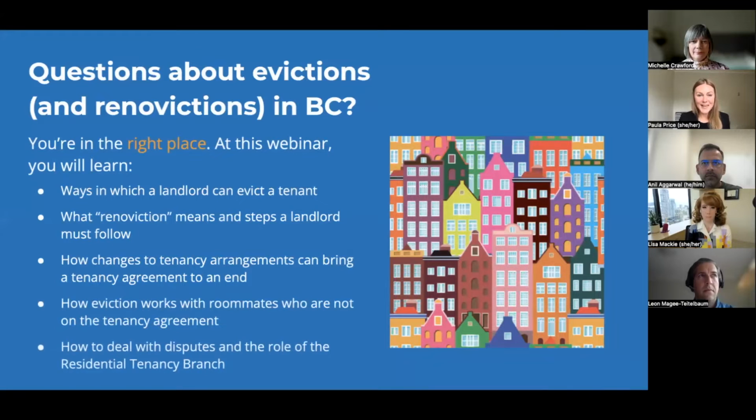Now, what we will be covering here today, we're going to talk about ways in which a landlord can evict a tenant. We're going to talk about what renoviction means and steps a landlord must follow to do that. How changes to tenancy agreements can bring a tenancy agreement to an end. We're going to talk about how eviction works with roommates who are not on the tenancy agreement. And we will talk about how to deal with disputes and the role of the Residential Tenancy Branch.